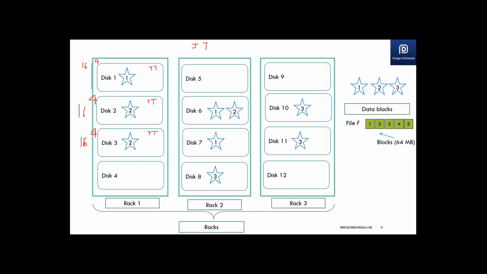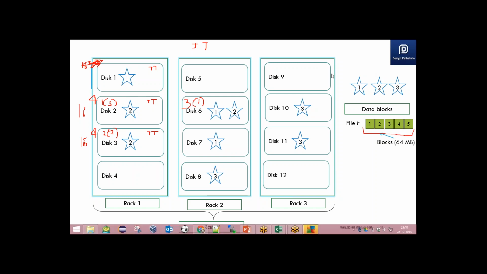Let's say this node is already running 4 containers, so it's all red. Let's say this one is running just one container and still has a bandwidth of 3. This one is running 2 containers and has a bandwidth of 2. This one is running 3 containers and has a bandwidth of 1, and so on. Now I assign a task to my program to process this file of 5 blocks. I want to do some operation on this file.